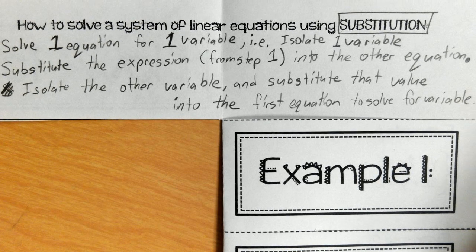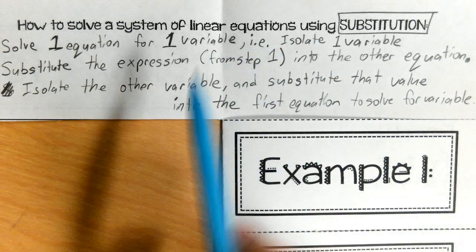Pause it here and make sure you have all that written down. It'll make more sense once we do an example. But essentially we're isolating one variable, plugging it in for another equation, solving it out, and plugging it back. So it's kind of a cycle.